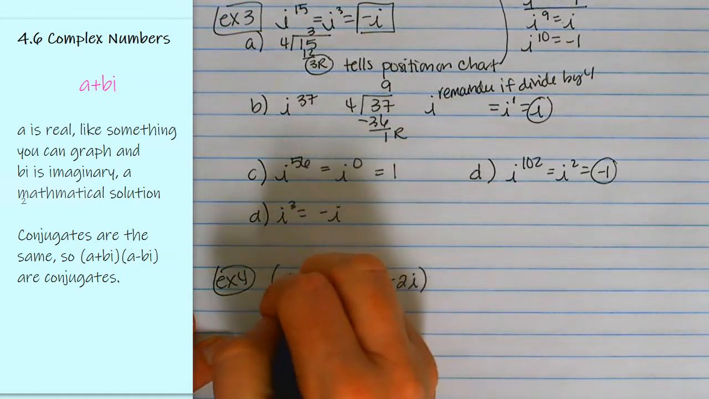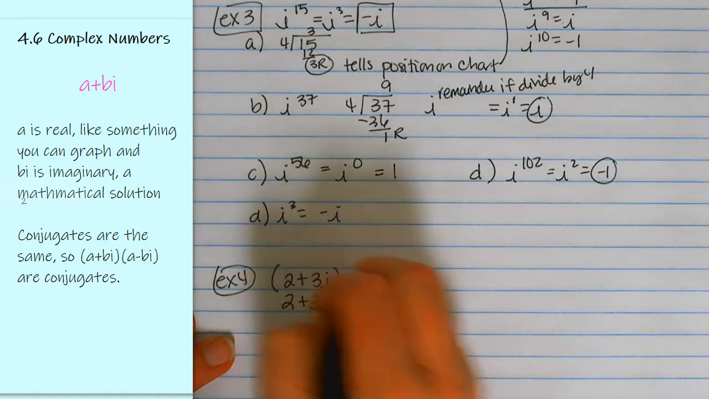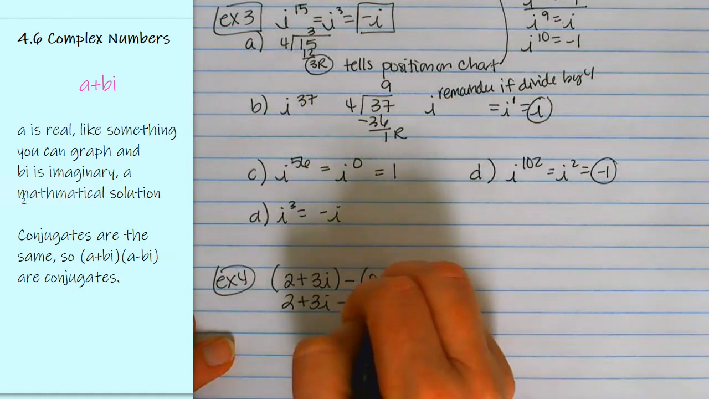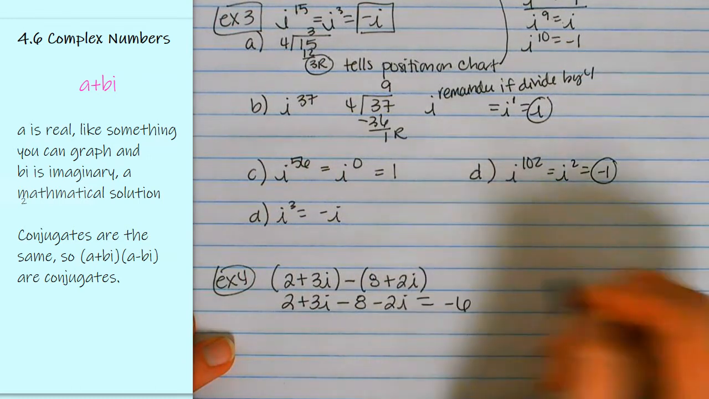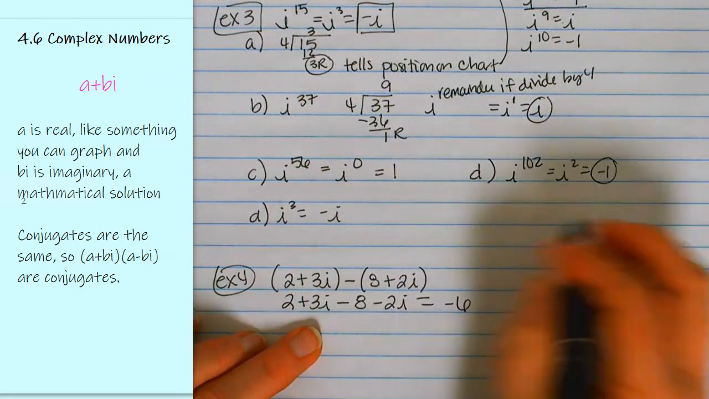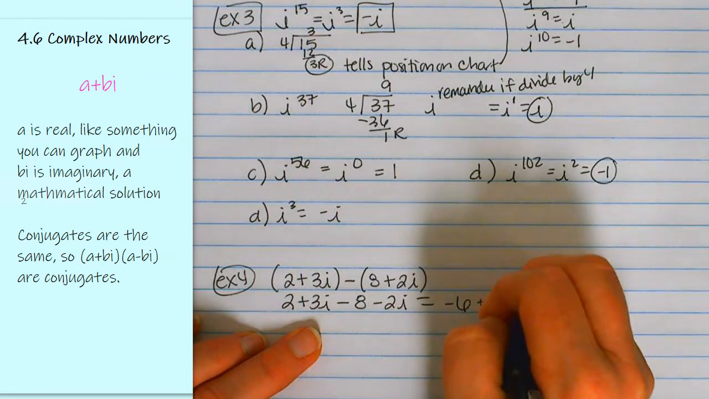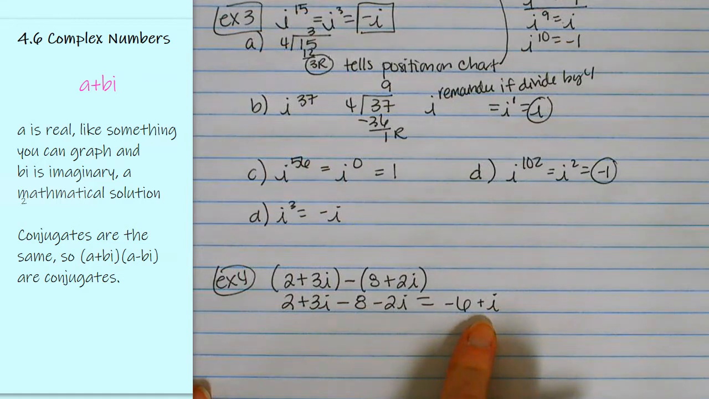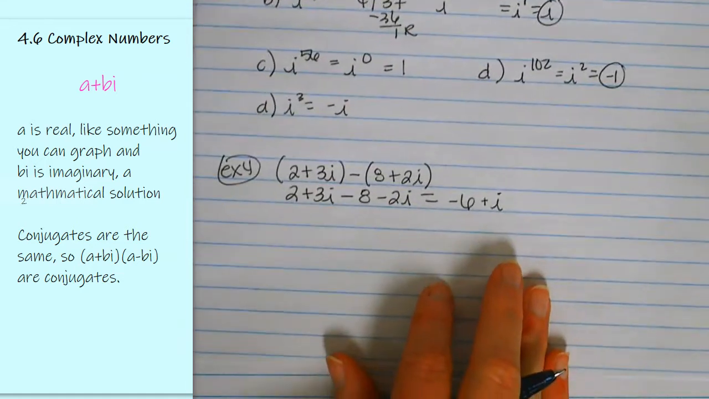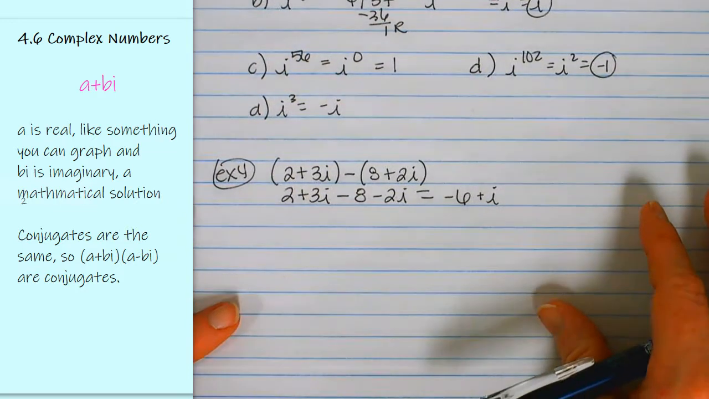We're going to use the same properties we would normally. Even though these are i's, we're going to distribute that negative, and then we're going to add the real numbers together. So that's negative 6, and 3 minus 2i is just i, that's positive. So addition, subtraction are very simple. You add or subtract like terms. Multiplication gets a little bit more complicated, so let's look at it.